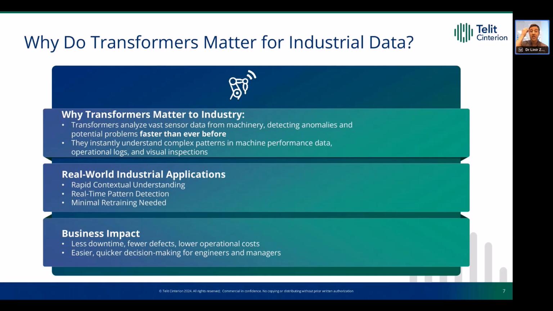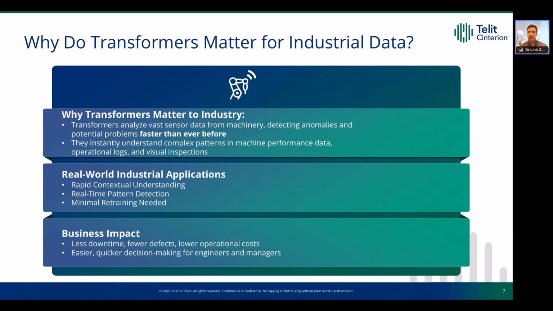They instantly understand complex patterns in machine performance data, operational logs, and visual inspection. They can be implemented across the whole spectrum of AI that we have on the factory floor. And some real-world industrial applications. So there is rapid contextual understanding. Regardless of how the data is being sent, the transformer can learn the patterns of the data, regardless of how it reads it.